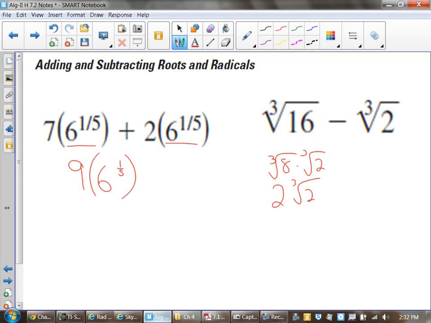Just like you'd have the square root of 12 being 2 root 3, you are looking to see what is the perfect cube that goes into 16. Your perfect cubes are 8, 27, and so on. You're breaking apart the radicals, just like we always have. What's the number in front of the radical here that you don't see? 1. What's 2 minus 1?